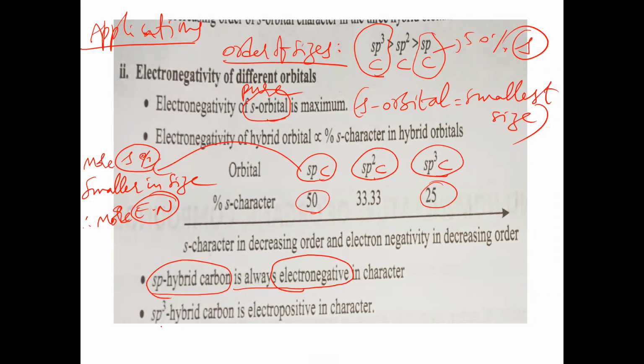And sp3 hybridized carbon is mostly electropositive in character. Which carbon is mostly electropositive? sp3 carbon. sp carbon is always electronegative in character; there is no change in that. Why am I saying mostly, not always, here? Because there is an exception.